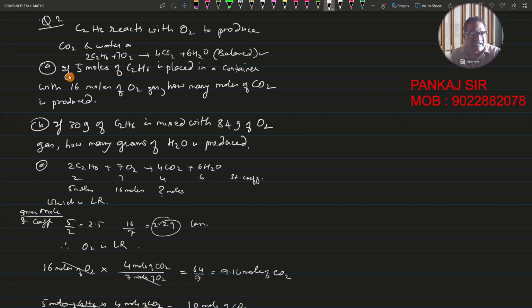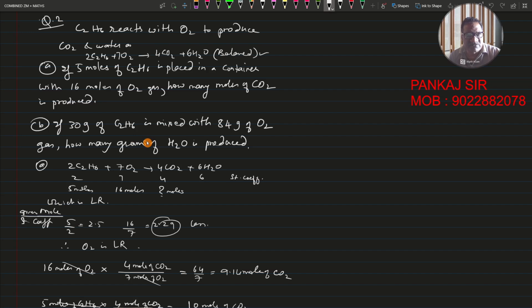Now the questions that follow are A and B. Sub question A says that if 5 moles of ethane is placed in a container with 16 moles of oxygen gas, how many moles of carbon dioxide is produced? The B part of the question is, if 30 grams of ethane is mixed with 84 grams of oxygen gas, how many grams of H2O is produced? So these are the two sub questions, A and B.